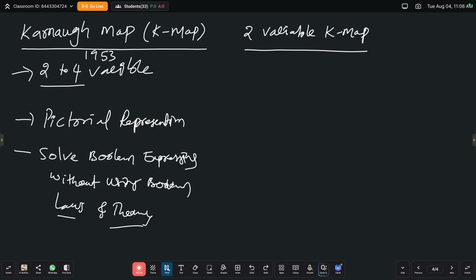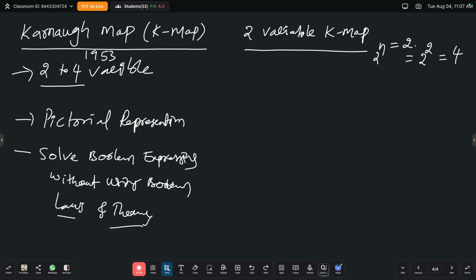So how to represent a 2 variable K-map? One cell represents 0 or 1. What will happen? 2 power n, where n is the number of variables. In this 2 variable case, 2 power n is 2 power 2, which is 4. So we need 4 cells for representing the 2 variable K-map. N is the number of variables in your Boolean expression. Don't forget this.